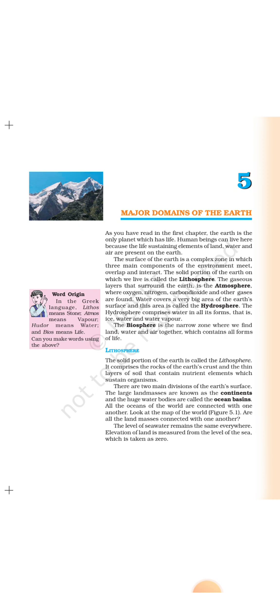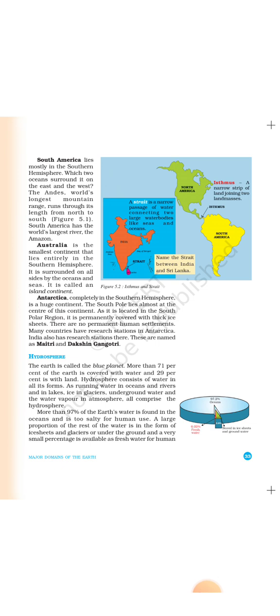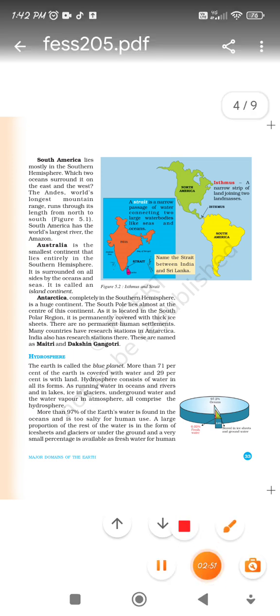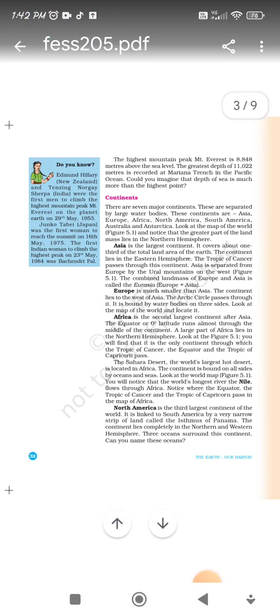In the lithosphere, we talk about different continents. The first is Asia, second is Europe, third is Africa, fourth is North America, fifth is South America, and then Antarctica and Australia. About the hydrosphere, it is the part of water. Next, firstly we will talk about the different continents. Asia is the largest continent.